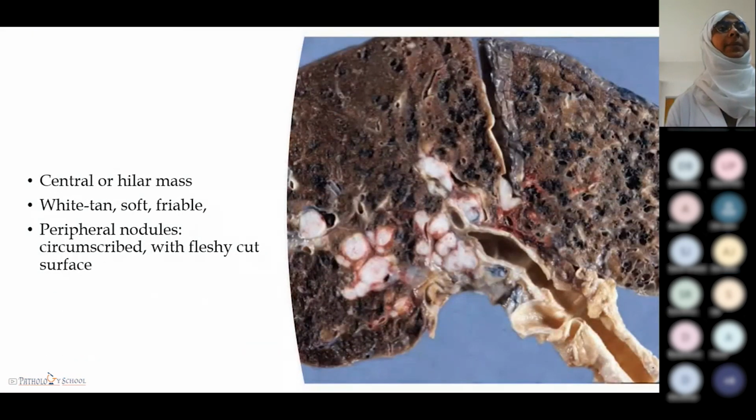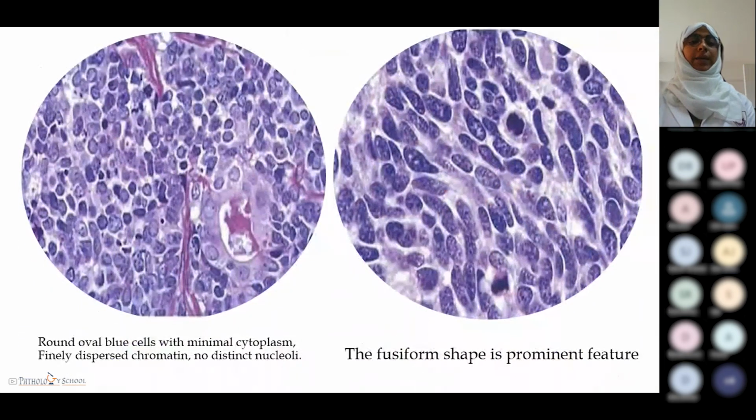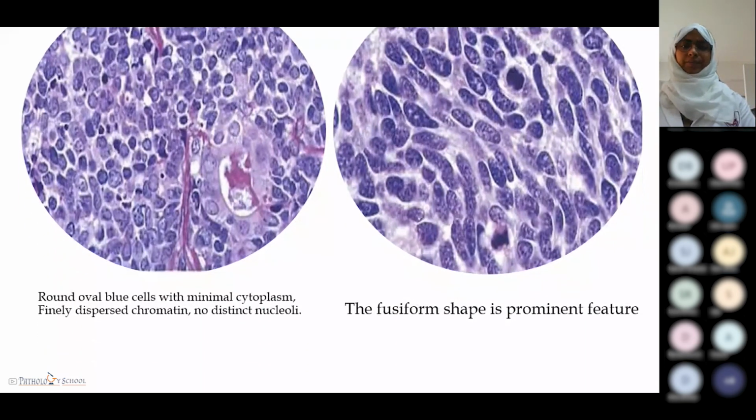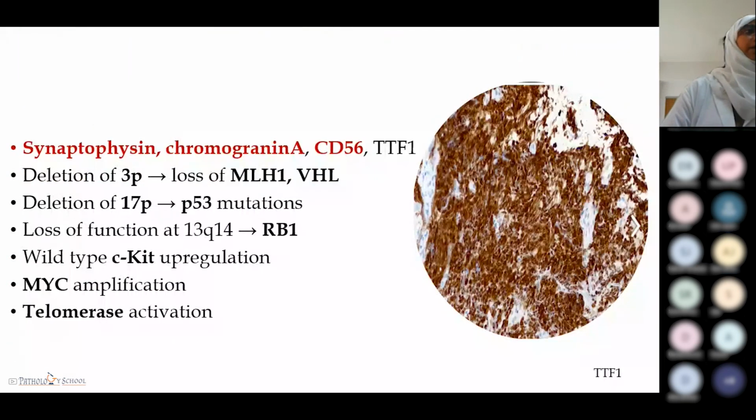Occurring in old age with male predominance, the especially predisposing factor is smoking, presenting as central or hilar masses, which are white, tan or soft with peripheral nodules and a fleshy cut surface. On microscopy, you see round oval blue cells with scant cytoplasm, and fusiform shaped ovoid cells are also seen. They show positivity for synaptophysin, chromogranin or CD56. The characteristic TTF1 is also noted.